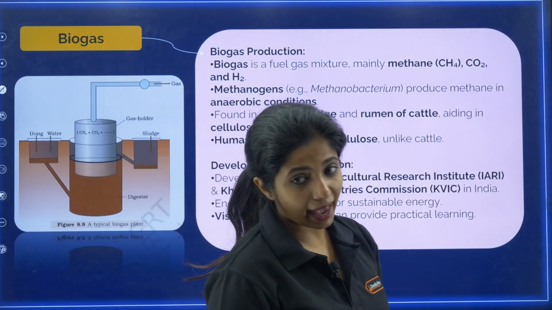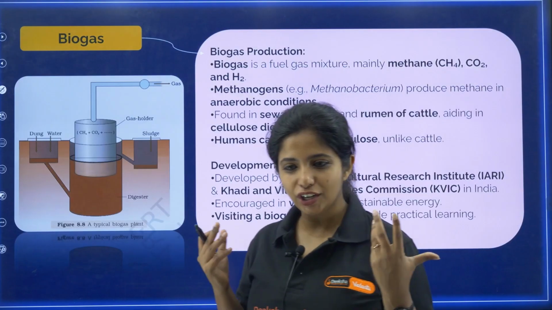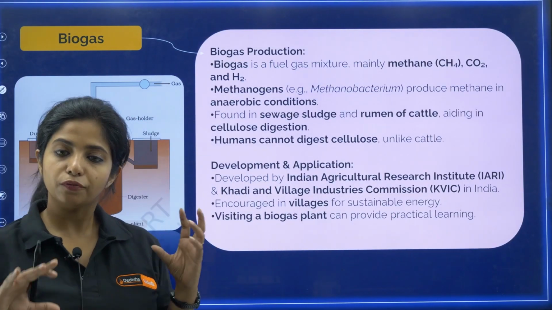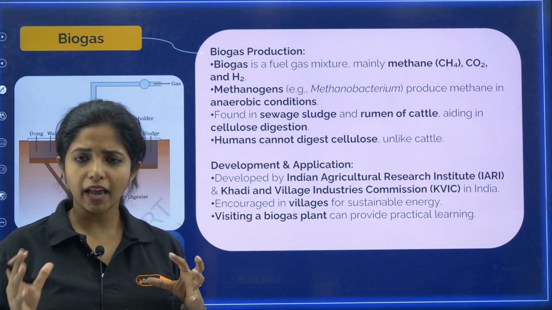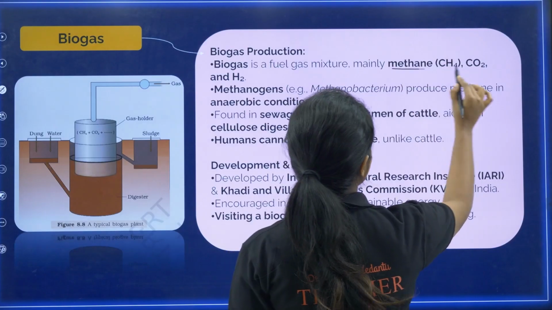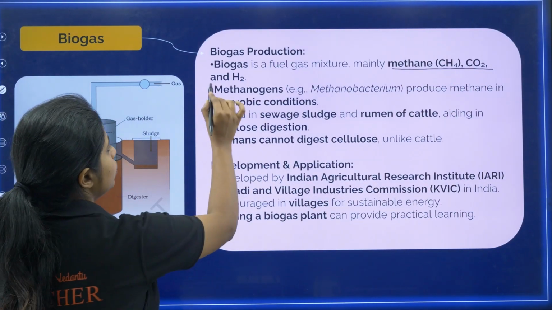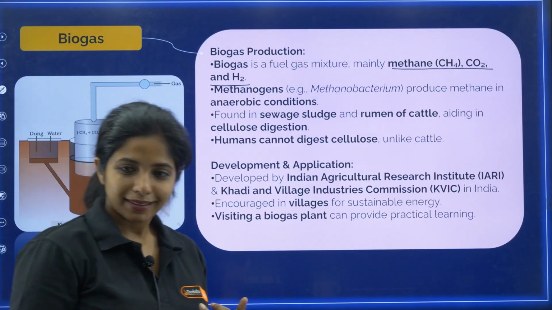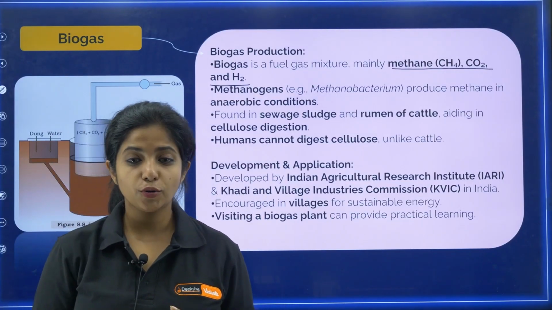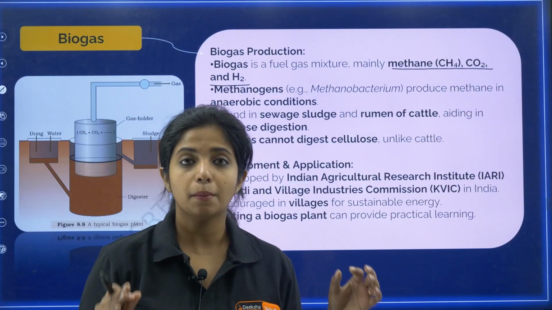Now we have biogas. How is biogas production happening? I already told you. Biogas is a fuel gas mixture. It contains methane, CH4, oh sorry, I wrote CH3. Okay, CH4, CO2 and H2. Please remember, biogas does not just mean methane.